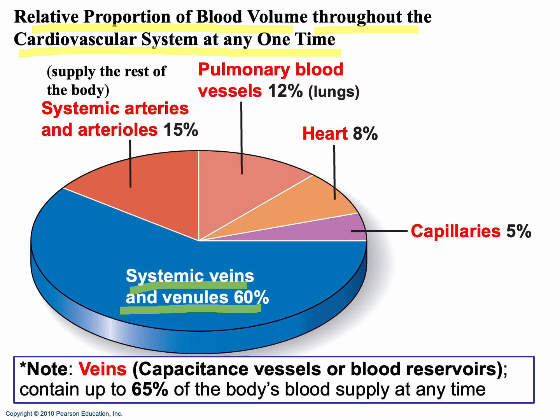Other areas of the body, you can see the percentage is significantly lower. We look at systemic arteries and arterioles, and the pulmonary blood vessels, and the heart, and the capillaries. You can see the values are significantly lower in comparison to the veins. Okay, so the veins here can contain up to 65% of the body's blood supply at any given period of time. So again, that makes sense when we looked at the beginning of lecture, the large cross-sectional area that you have internally in the veins, that lumen area, why that's a lot larger than the artery.